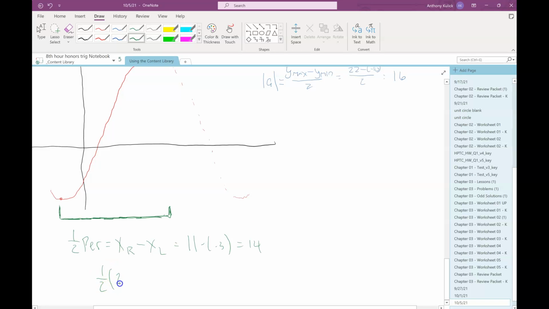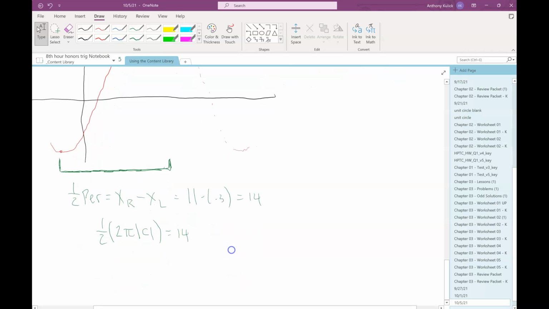And then I know one period is 2 pi times the absolute value of c. So the absolute value of c is just 14 divided by pi. Or in our case, we're just going to use the positive c because we know there's an answer with a positive c, so let's just use it or find one of those answers. Is everybody okay with that?